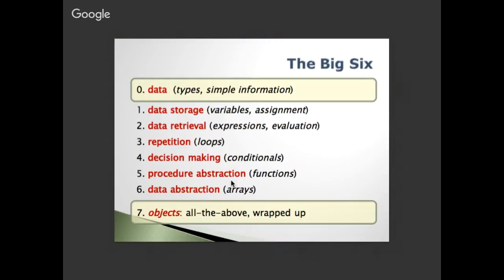Data retrieval is the second. Data retrieval, expressions, evaluations we'll look at. Repetition, like loops, which is important when you're doing lists of arrays and things like that. Decision making, we already did one earlier about if a string equals another string. So a whole bunch of conditional statements you'll learn about: equal to, greater than, less than. Procedural abstraction, a fancy word for functions. We'll actually be doing a function in week 1.